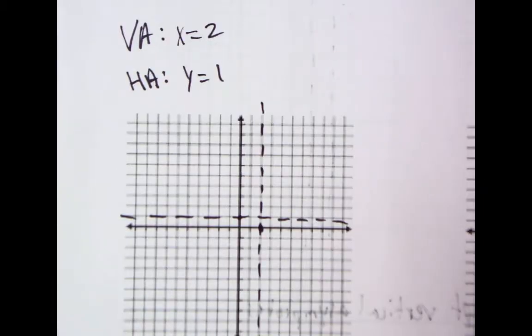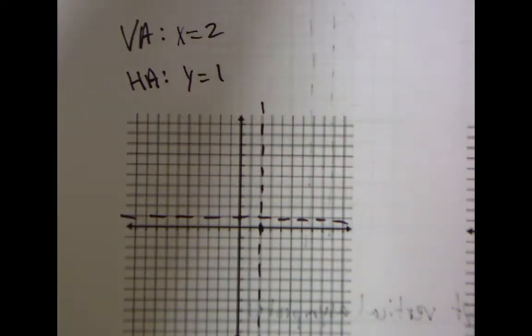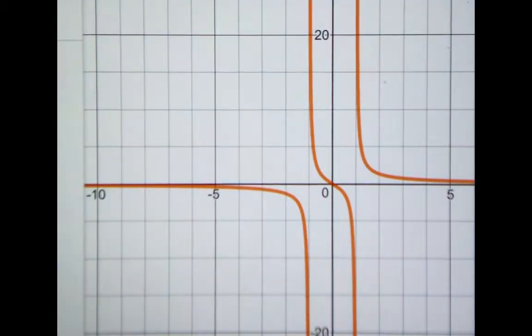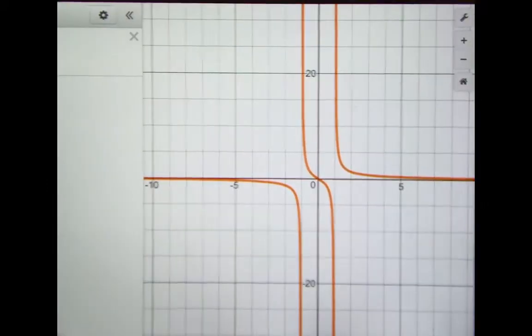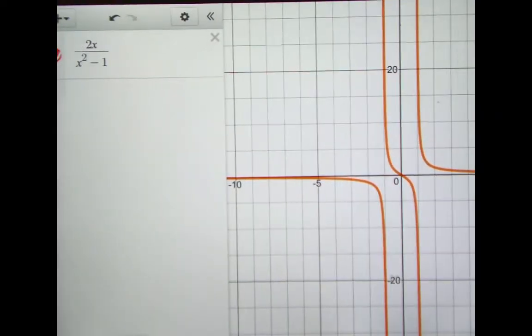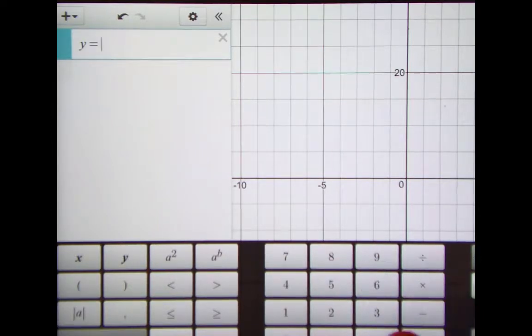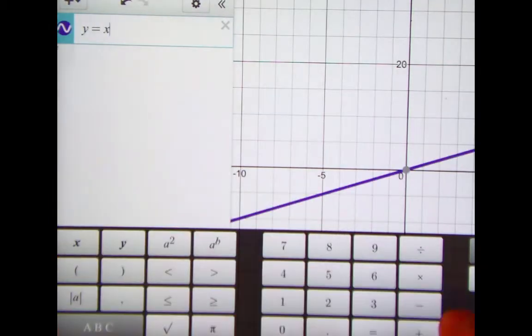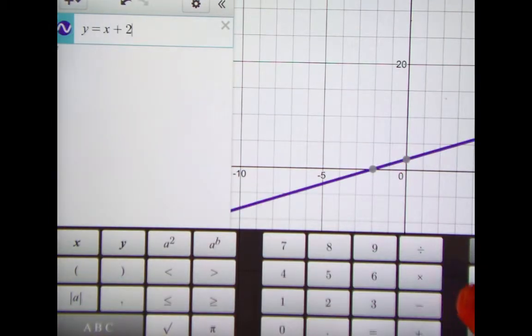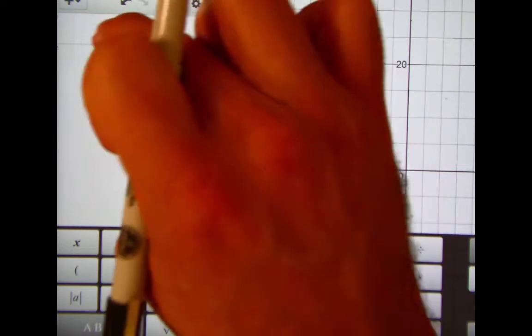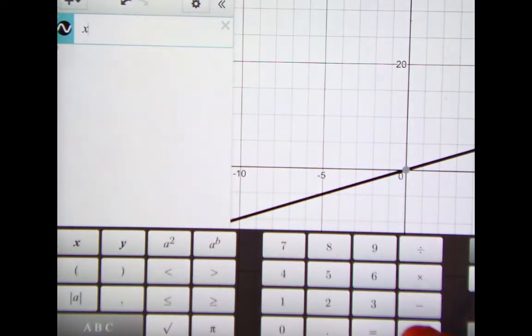Now here's where Desmos comes in. So we're going to take our graph here. Let's zoom out a little bit so we can see everything. And I'm going to put into my function here the y equals, I think it was x plus 2. Yep, x plus 2. Now some of you might be thinking, oh, I don't have to put y equals. You don't have to put y equals. X plus 2.